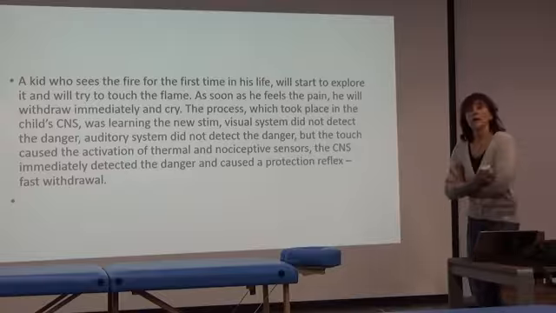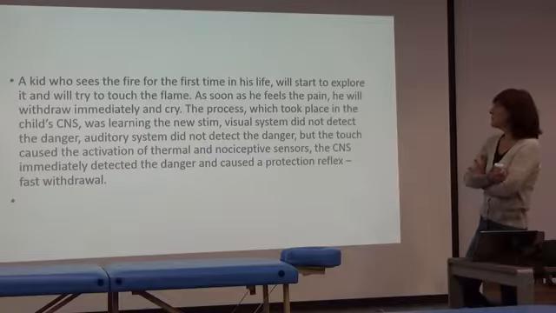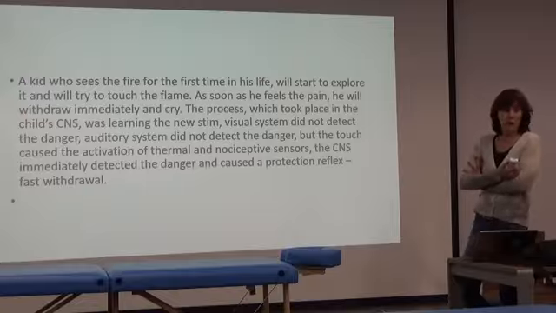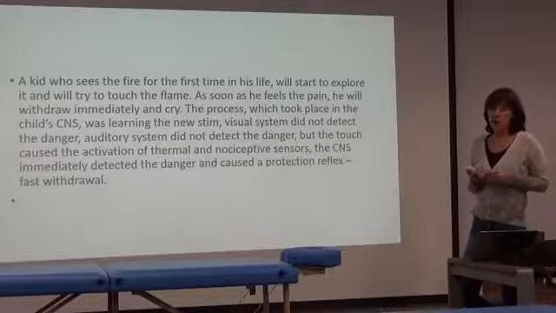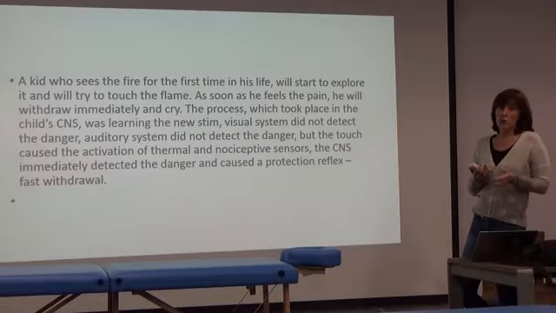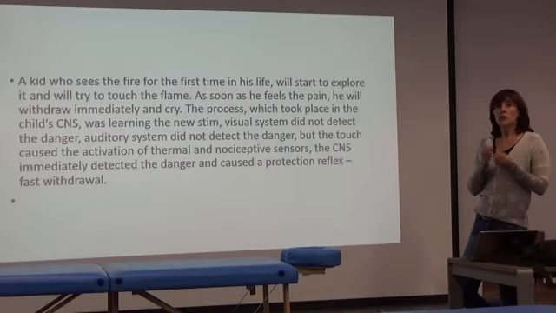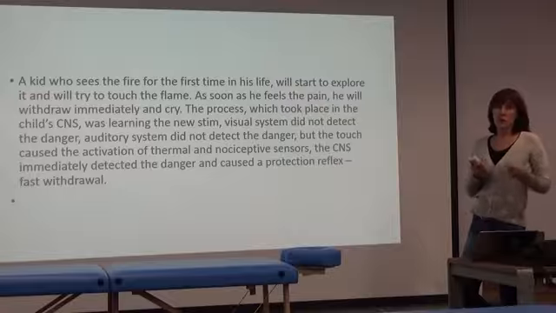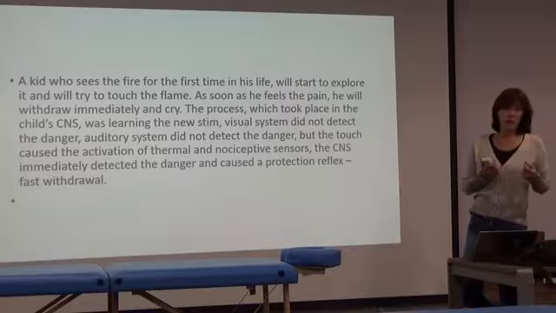For example, the little baby who sees fire for the first time in his life would be interested in the fire. He would try to touch it, because his visual system doesn't process any dangerous information. He doesn't hear any dangerous sound, and then he's trying to touch because he's not familiar with the stimulus. As soon as he touches the fire, his nociception fibers will immediately take a signal to his nervous system, and when the signal gets to the spinal cord, the little baby will withdraw.